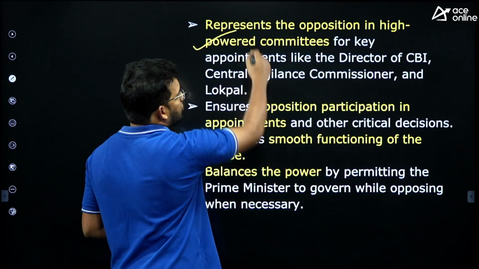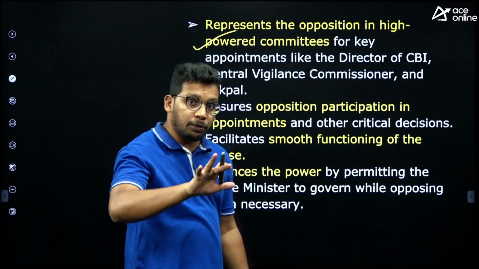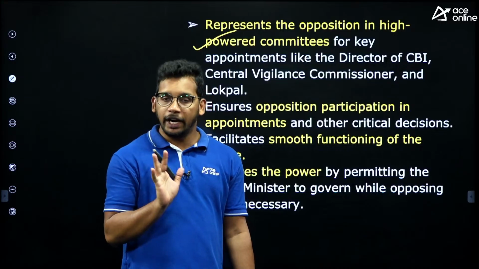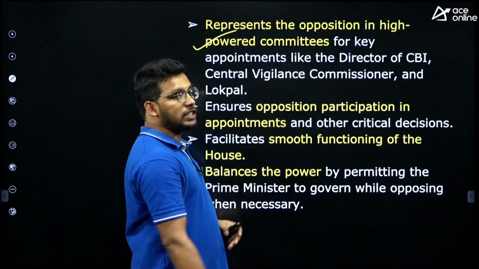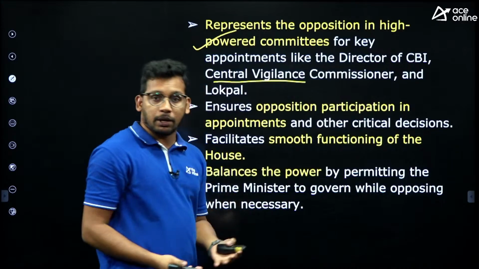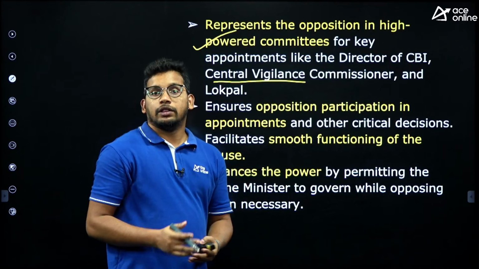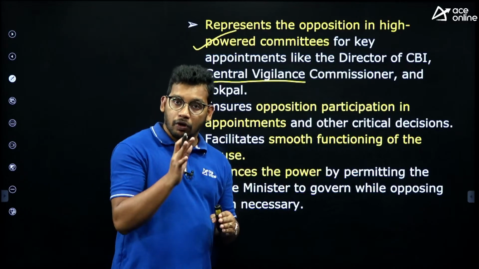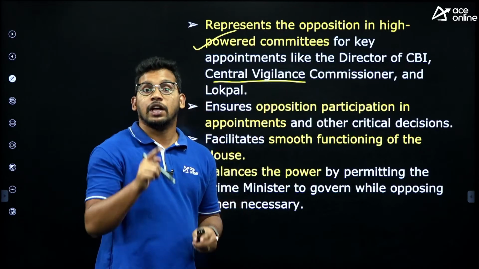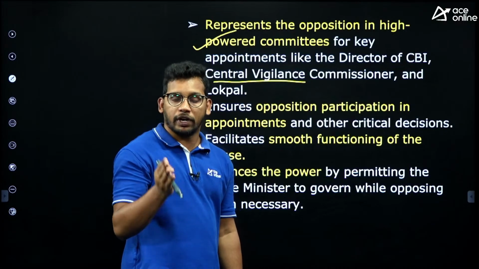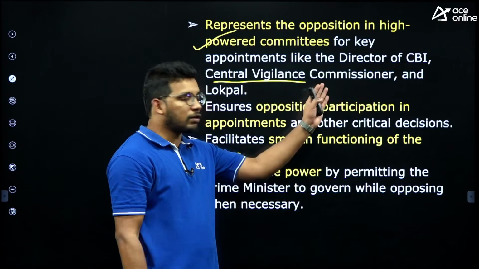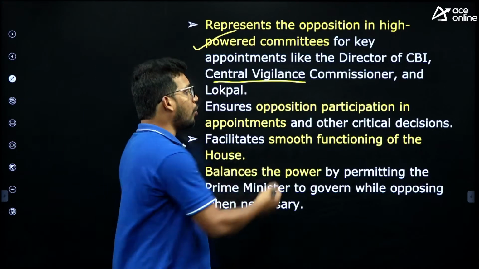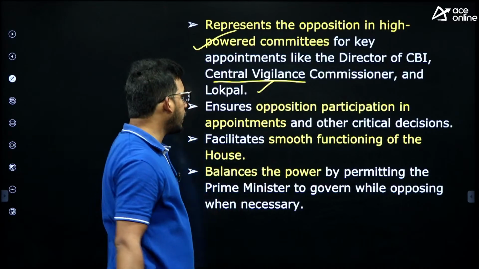Also, he represents the opposition in appointing certain posts in the constitutional or statutory posts of India. For example, Director of CBI, Central Vigilance Commissioner, right? Lokpal. These people hold the highest constitutional as well as statutory posts. When the government is appointing these members, they have to consult the leader of opposition also. Leader of opposition is also one of the members of these committees which appoint these constitutional posts. So this is also one important power for the leader of opposition, right?